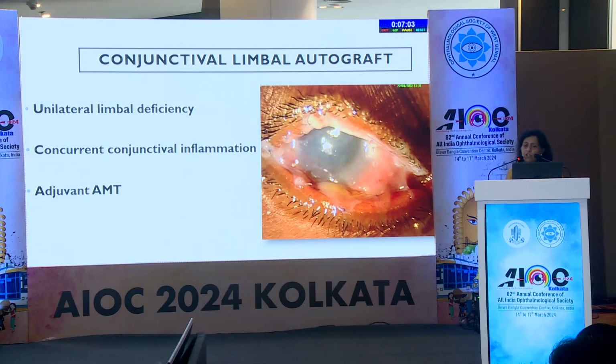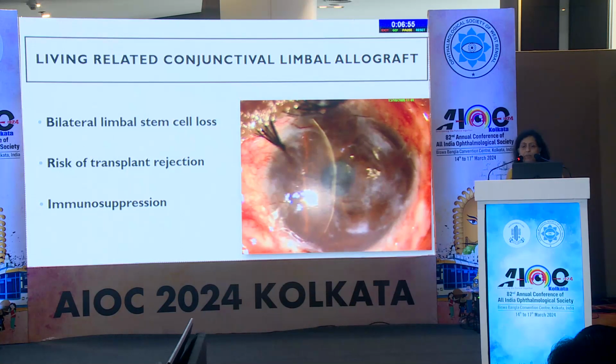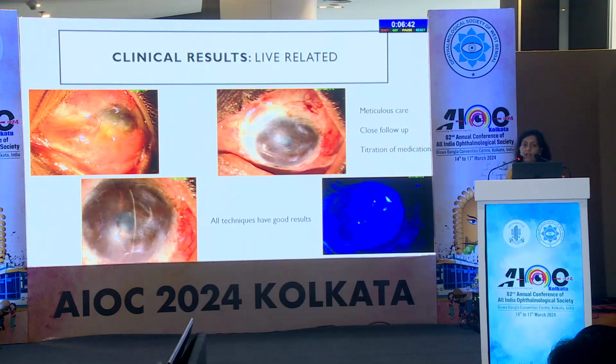Now, when you have a case of conjunctival limbal autograft, as Dr. Lomi said, you can also combine it with an adjuvant amniotic membrane if there is an associated symblepharon. And even a living-related conjunctival allograft can work in such situations, for example, if there's a bilateral deficiency. But when you're taking an allograft, you must use pretty heavy immunosuppression. So you'll have to use oral steroids and very heavy topical steroids as well. But this is an example that with proper meticulous care, even a living-related allograft can work.